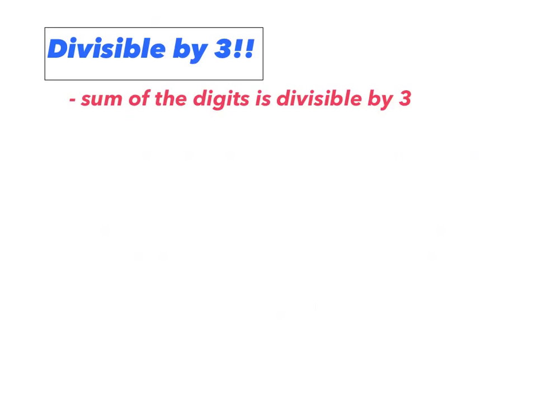Your rule for 3: the sum of the digits is divisible by 3. Sum means the answer to an addition problem. I'm going to give you 3 examples. If you look at the number 33, you might be able to look at that and see that you can divide it by 3. 33 divided by 3 is 11, so it is divisible by 3. You can divide it evenly. However, if you use a trick, you can just add up these 2 digits. 3 plus 3 is equal to 6, and 6 is divisible by 3.